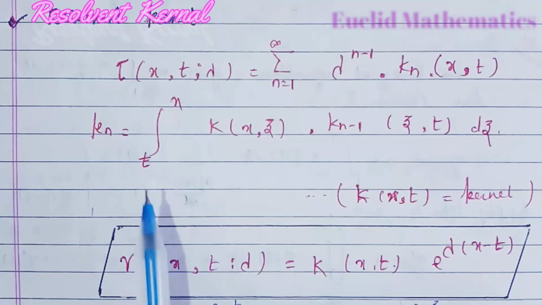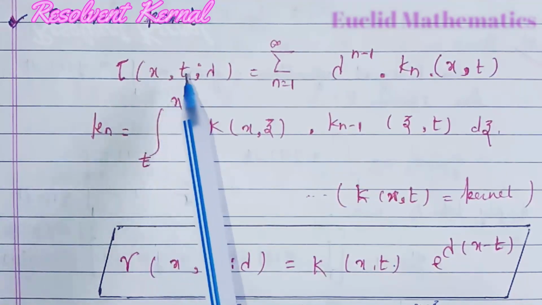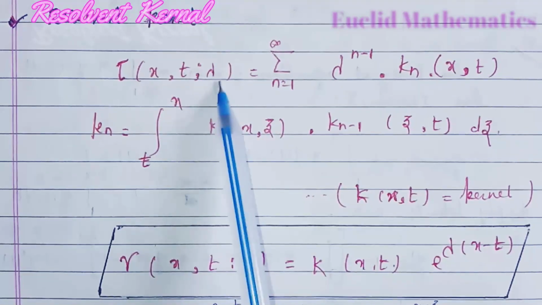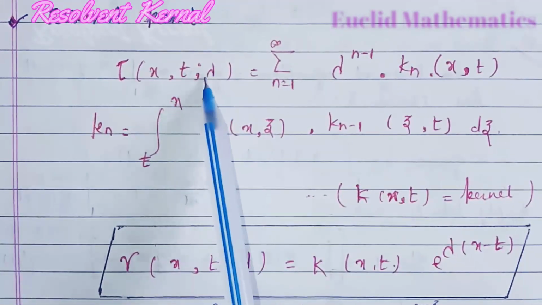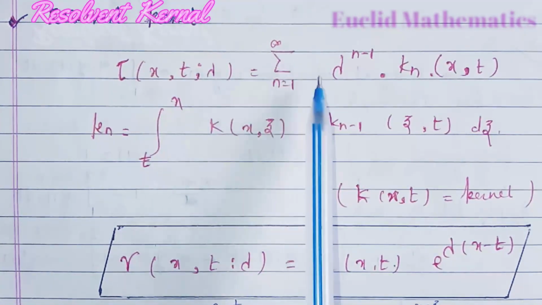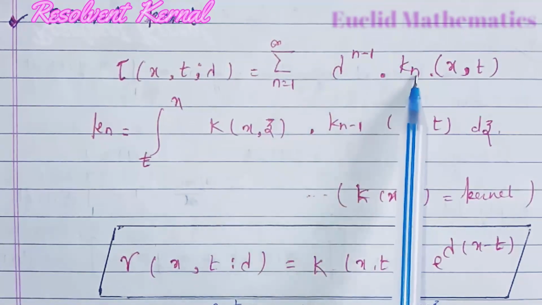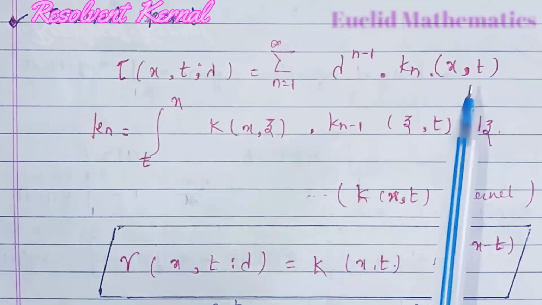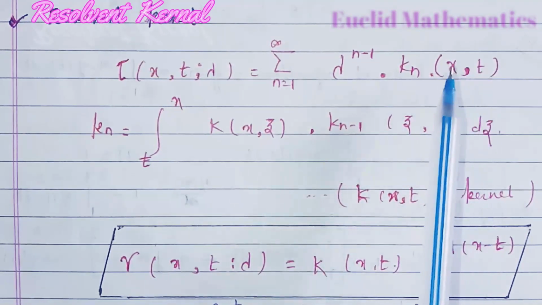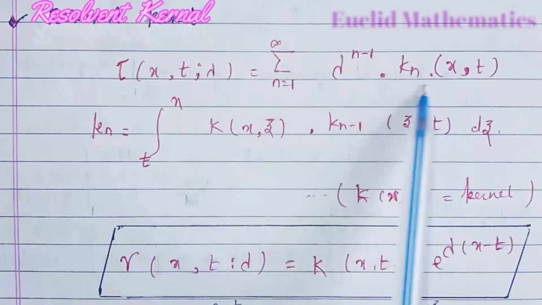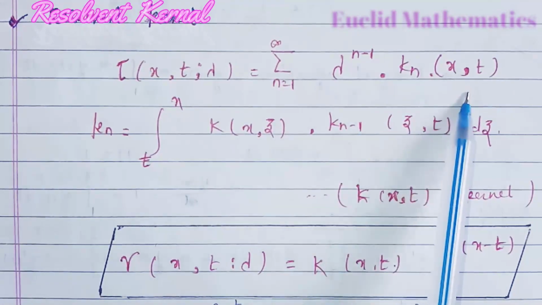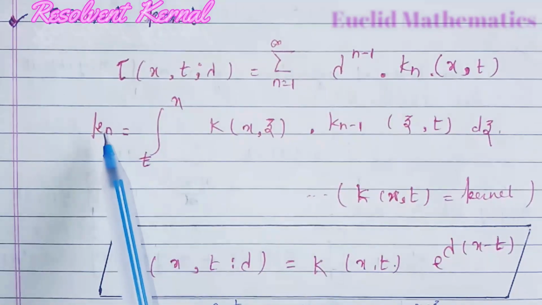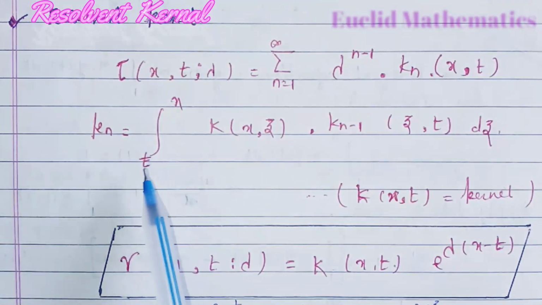Here we are given the resolvent kernel as gamma of x, t, lambda, where lambda is a constant given in the examples. The resolvent kernel is the summation, n running from 1 to infinity, of lambda raised to n minus 1 times K_n of x, t. Here K_n of x, t comes from the kernel of the given integral equation. To find K_1, K_2, K_3 up to K_n of x, t, we use the standard formula for K_n of x, t, which is the integral from t to x.